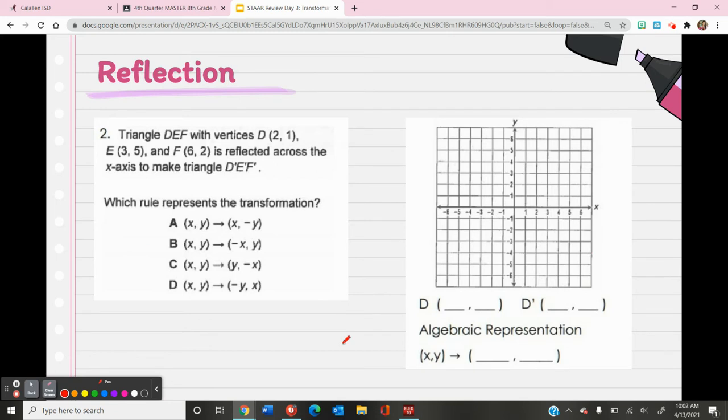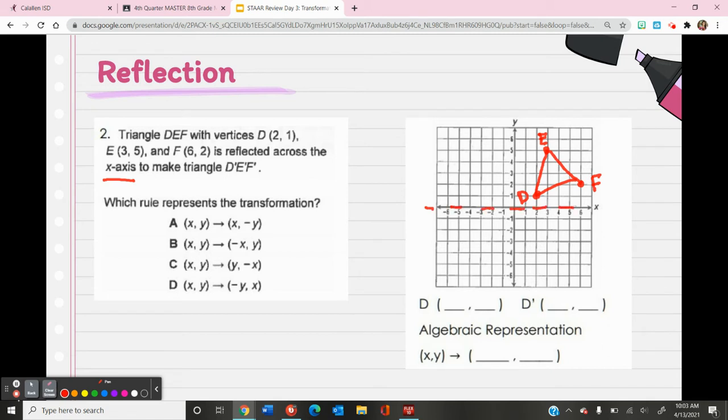It says triangle DEF with vertices at D (2, 1), E (3, 5), and F at (6, 2) is reflected across the x-axis to make triangle D'E'F'. Which rule represents the transformation? I'm going to go ahead and pause this, and I'm going to plot my points. Okay, so I've just plotted points D, E, and F, and here it's telling me that I'm reflecting this across the x-axis. So this right here is my x-axis.